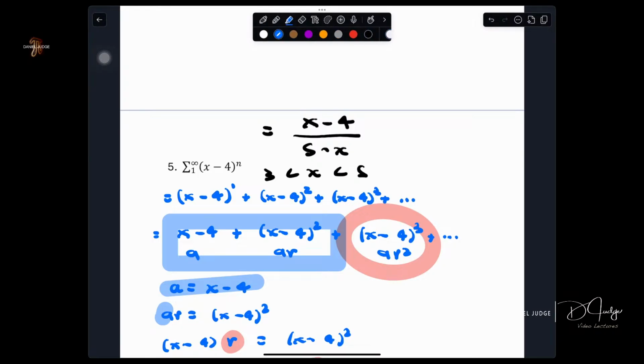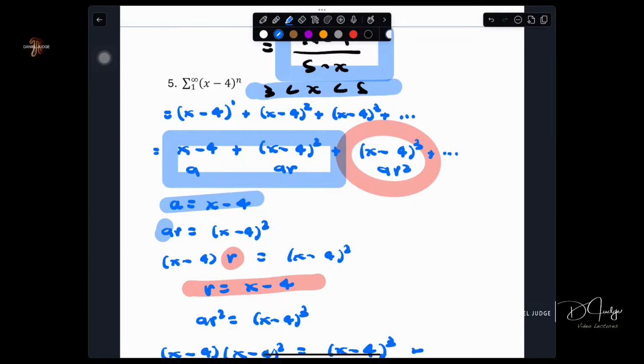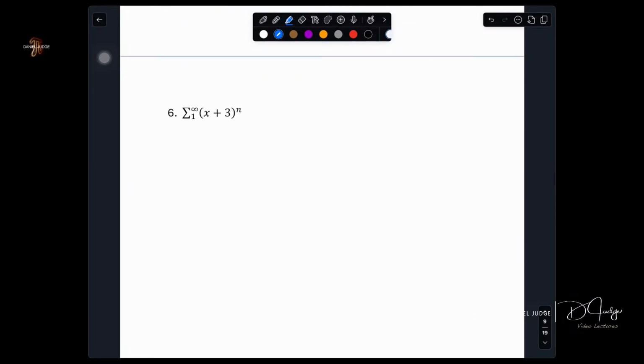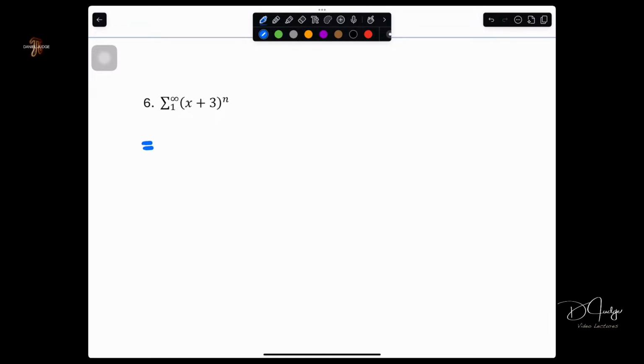Okay, this is what they're looking for. This is what the sum is. It converges for these values of x. It's a geometric series. Is this a geometric series? The answer is yes. You're going to find out, ladies and gentlemen.